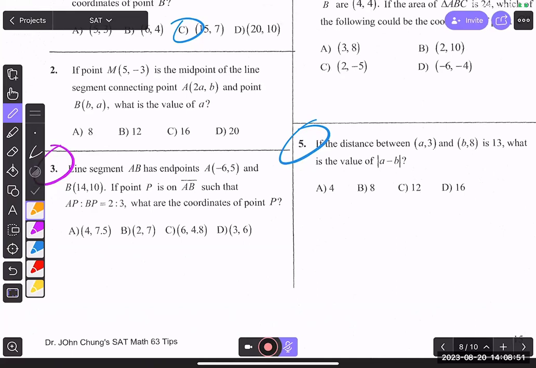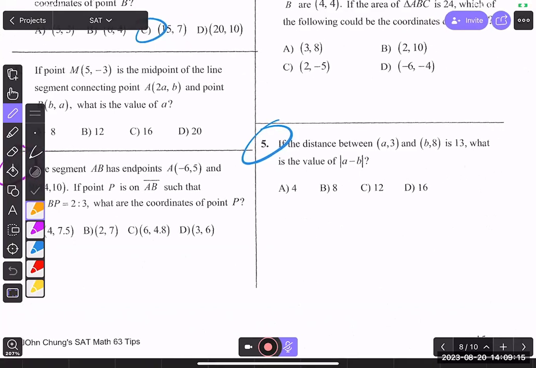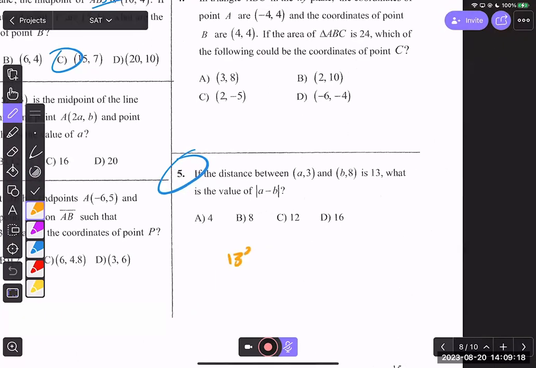If the distance between A, 3 and B, 8 is 13, what is the value of A minus B? So you would use the Pythagorean theorem, and so it's 13 squared equals x squared plus 5 squared. Okay, so 13 squared, what's x squared plus 5 squared, you said? What does x represent, by the way?